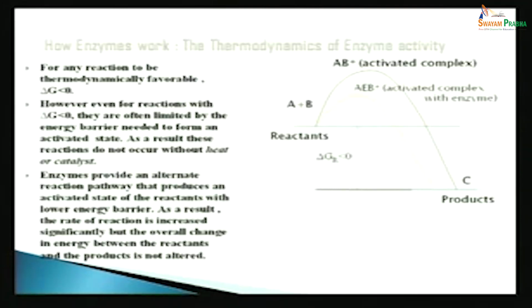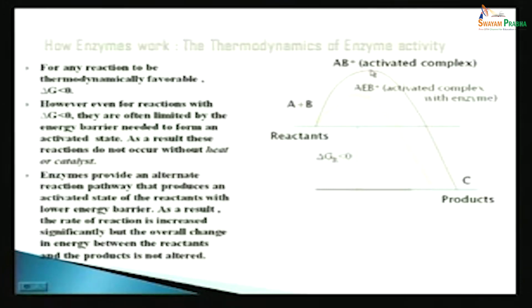What the enzyme does is what you see here in the picture. If A plus B is to go to C, essentially it has to form an activated complex, AB+. And the problem with this is that there is a big threshold. So you have to reach the mountaintop and then dive in, right? Even if your delta G is favorable, you need a threshold energy to cross that energy barrier.